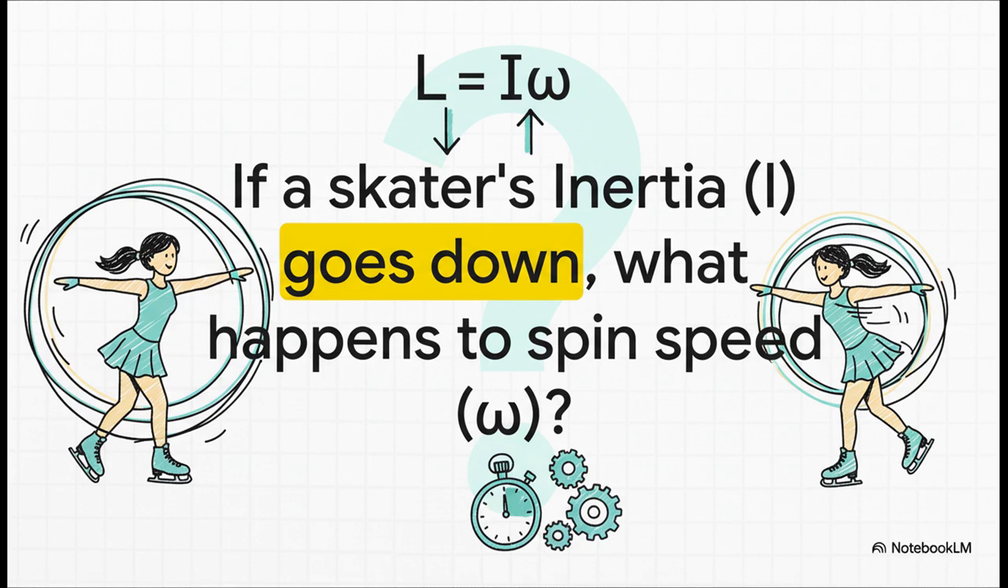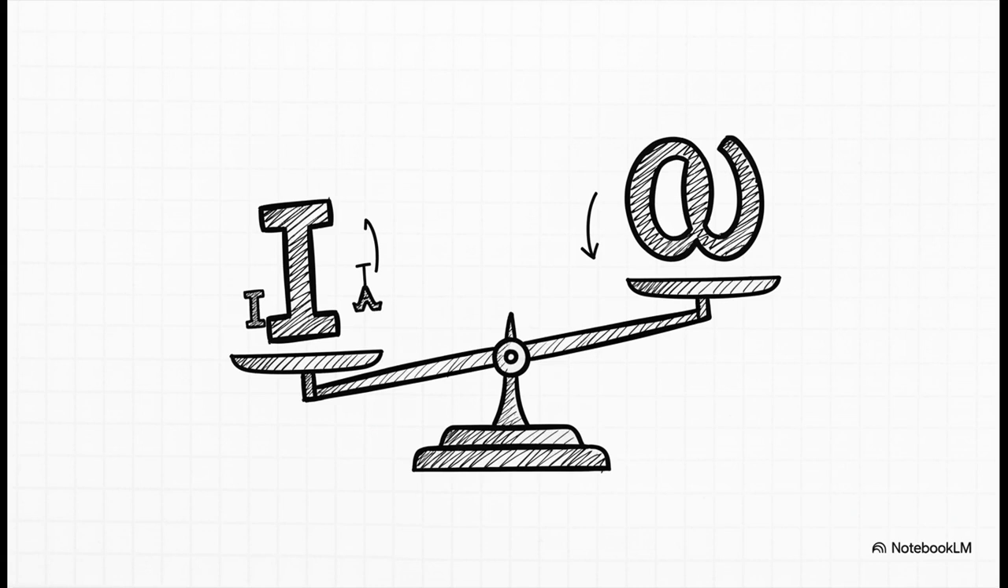So if her total angular momentum, L, has to stay the same, and her inertia, I, just went way down, what has to happen to her spin speed, omega? Exactly. To keep that equation, L equals I times omega, perfectly balanced, if the I part goes down, the omega part must go up to compensate. She trades her resistance to spin for pure speed. It's not magic at all. It's just this beautiful, real-world demonstration of a fundamental law of the universe playing out right there on the ice.